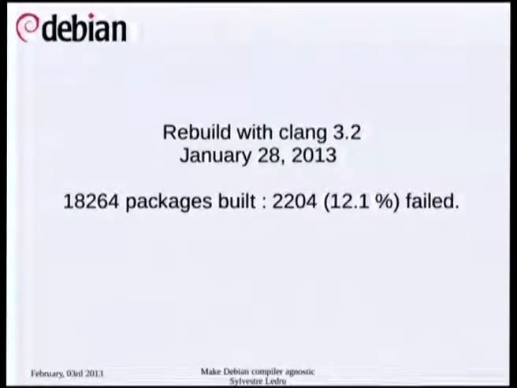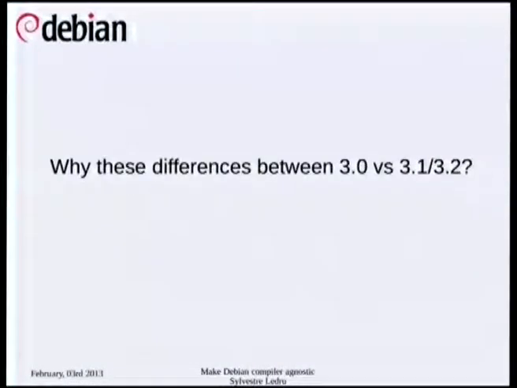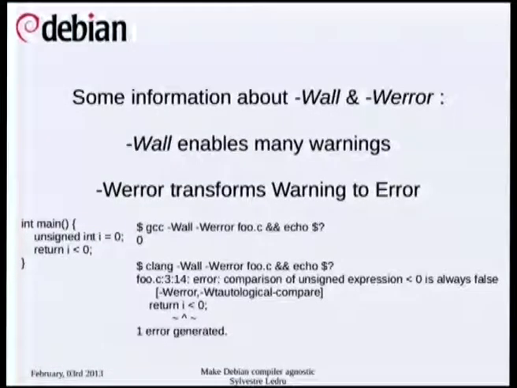The number of packages failing increased, but in the meantime, we increased the number of packages in the archive, which is normal. So I'm going to explain why we have this difference between 3.0 and 3.1. But first, I'd like to comment on this aspect.